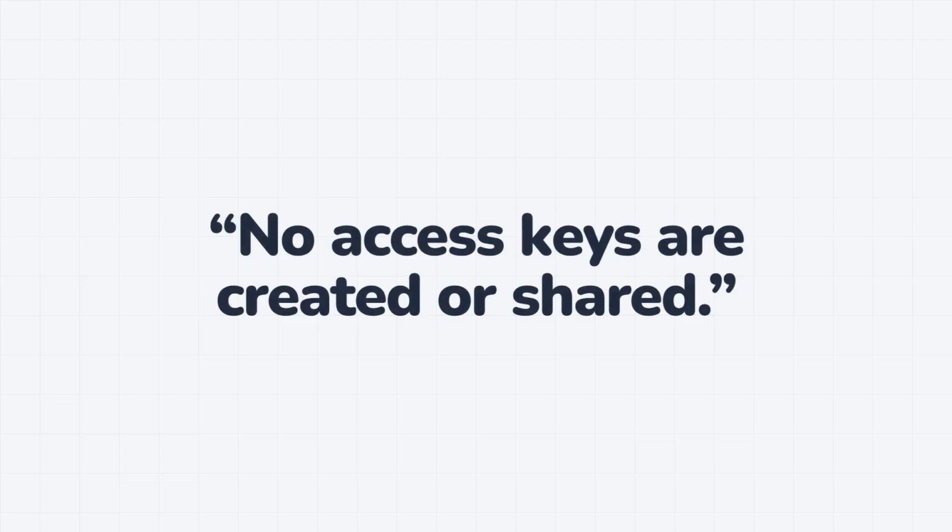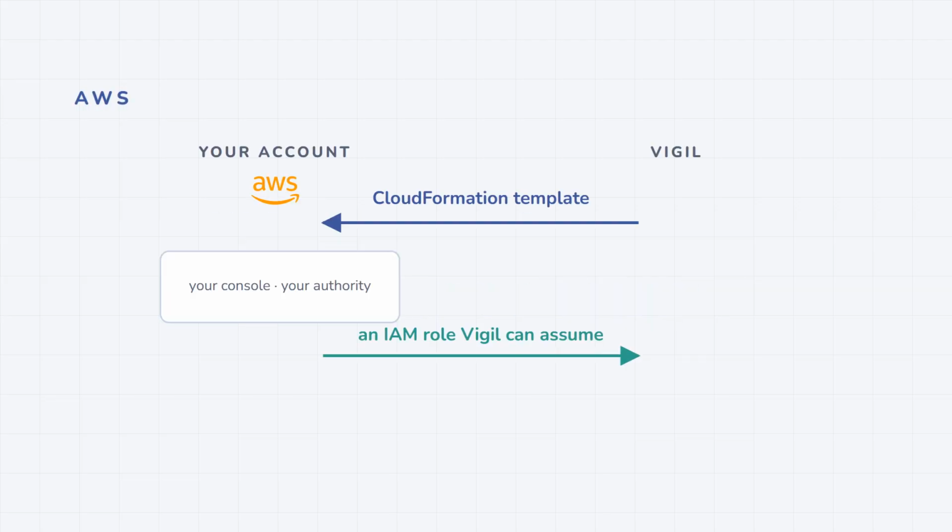And here's the sentence worth stopping on. No access keys are created and none are shared. Nothing that could leak ever changes hands. You ran a template inside your own account and what came back out was permission. Data begins flowing within about an hour.